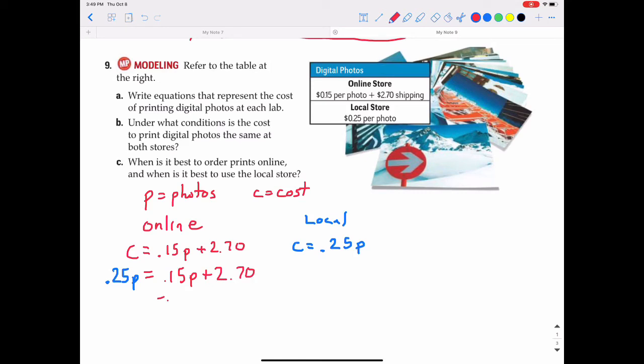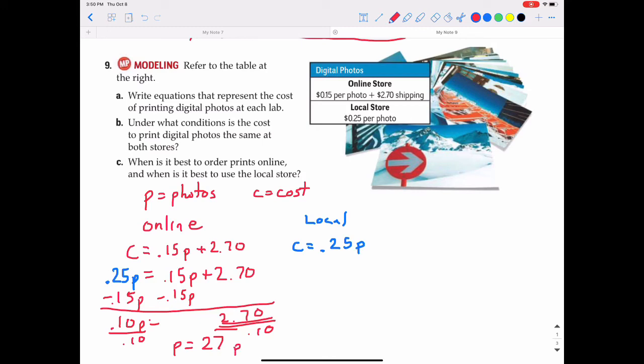And then I would subtract 0.15p from both sides to get the p's on the same side. So that would be 0.10p equals 2.70. Divide by 0.10, so I would get p equals 27. So what does that mean? Well, that means that at 27 photos, it wouldn't matter which photo company you use. They would both charge the same amount. What would that cost be?